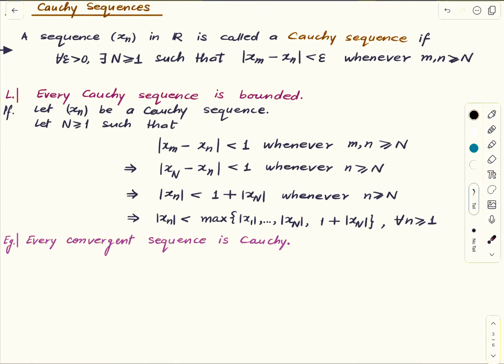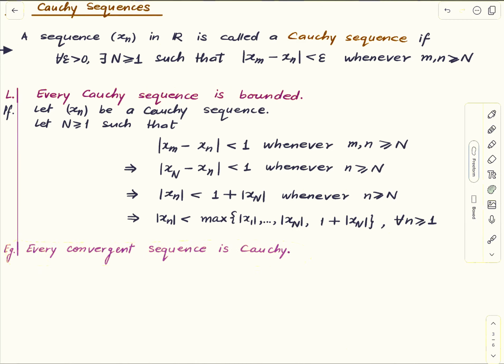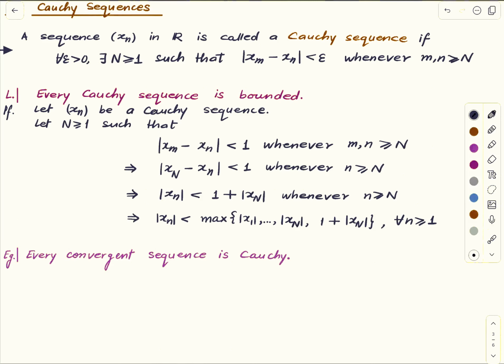And now towards examples of a Cauchy sequence, just note that every convergent sequence is Cauchy. So let's demonstrate this also. Why is every convergent sequence Cauchy? So fix a convergent sequence.